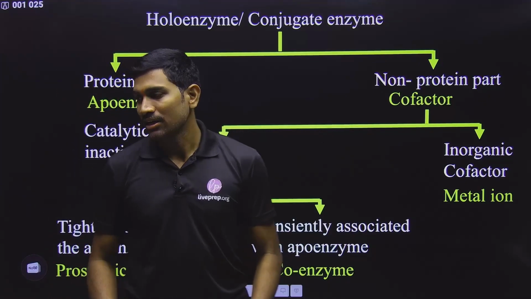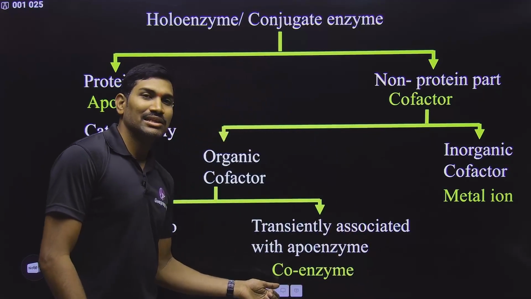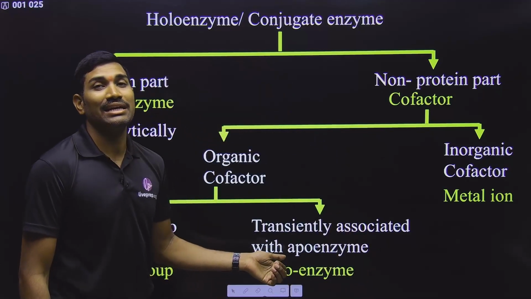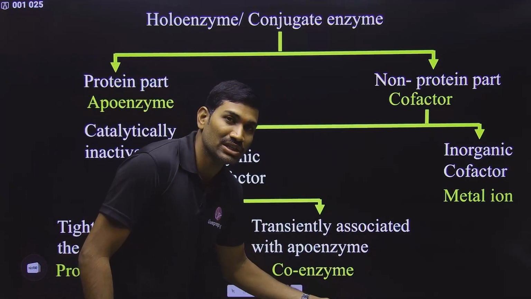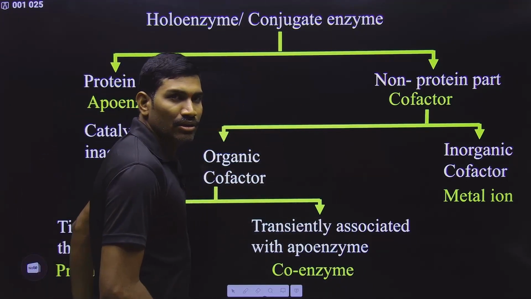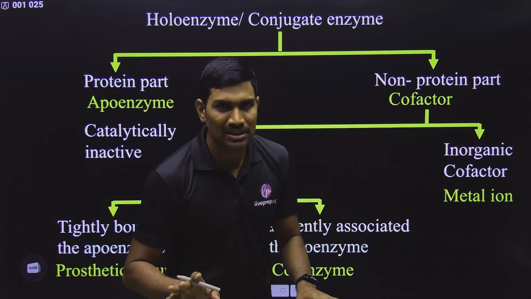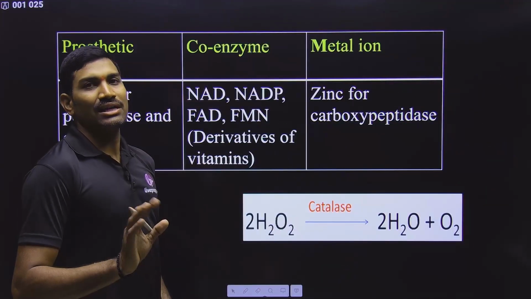That's why we say that prosthetic groups are tightly associated with an apoenzyme, and coenzymes are loosely associated or transiently associated with an apoenzyme. This is what we are saying. So overall, 3 types: prosthetic group, coenzyme, and metal ion cofactors. These are the 3 types of cofactors that we are studying here.